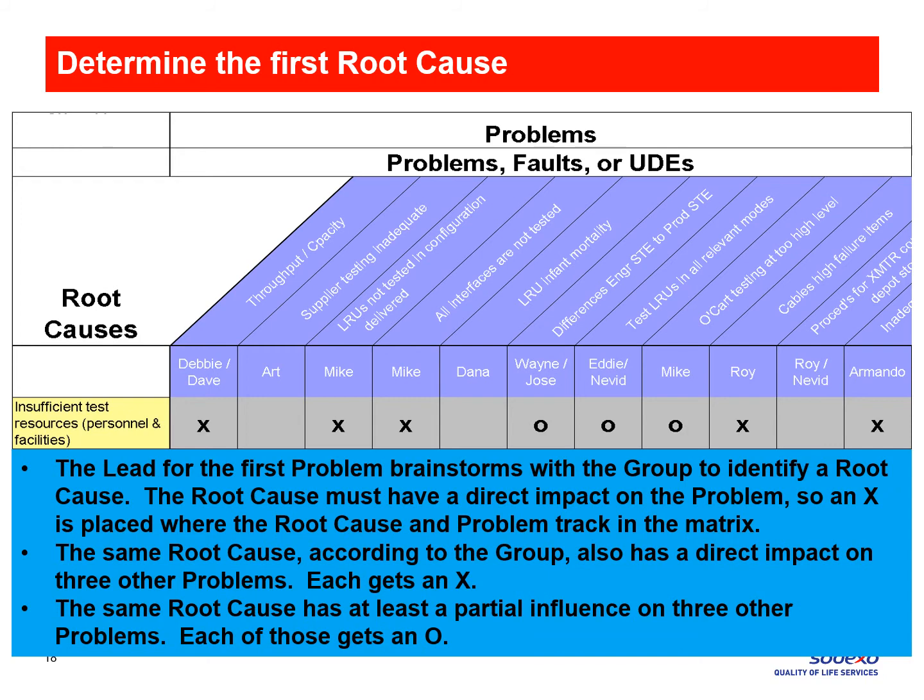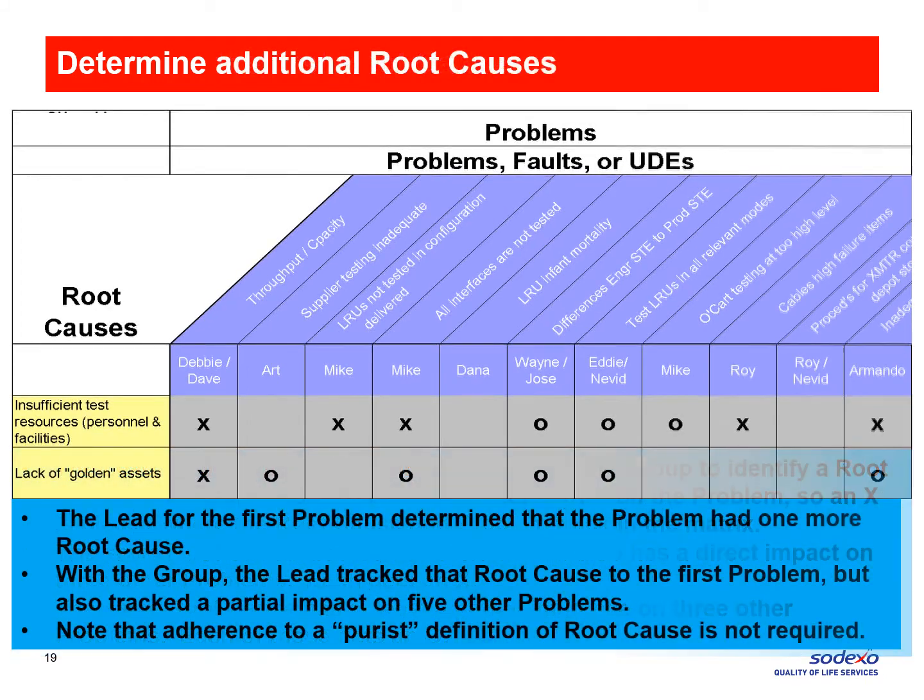So we put in our X's and O's, and then we ask Debbie and Dave, is there any other root cause that you believe has something that must be done to fix your throughput capacity problem? Well, Debbie and Dave said, yes, there is another root cause. We don't have golden assets.